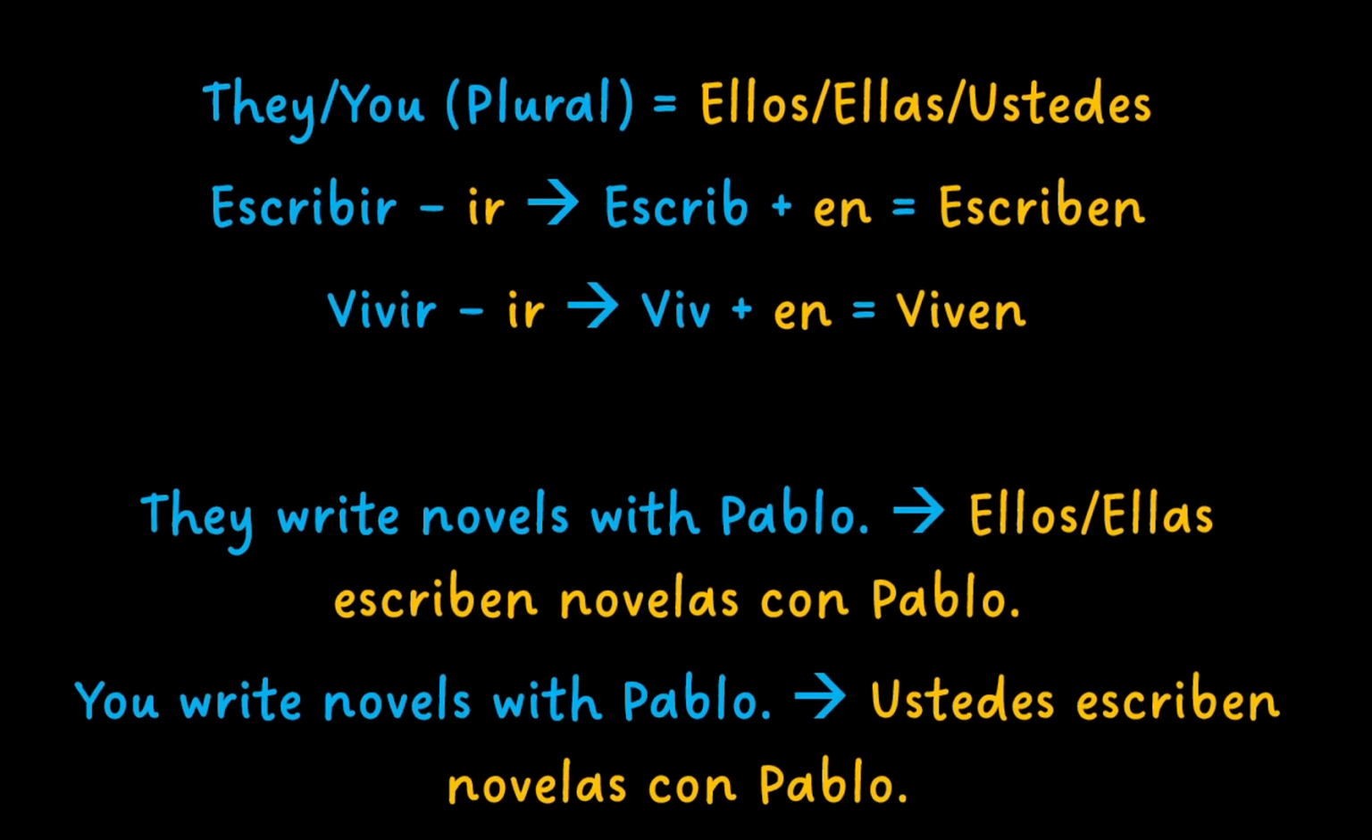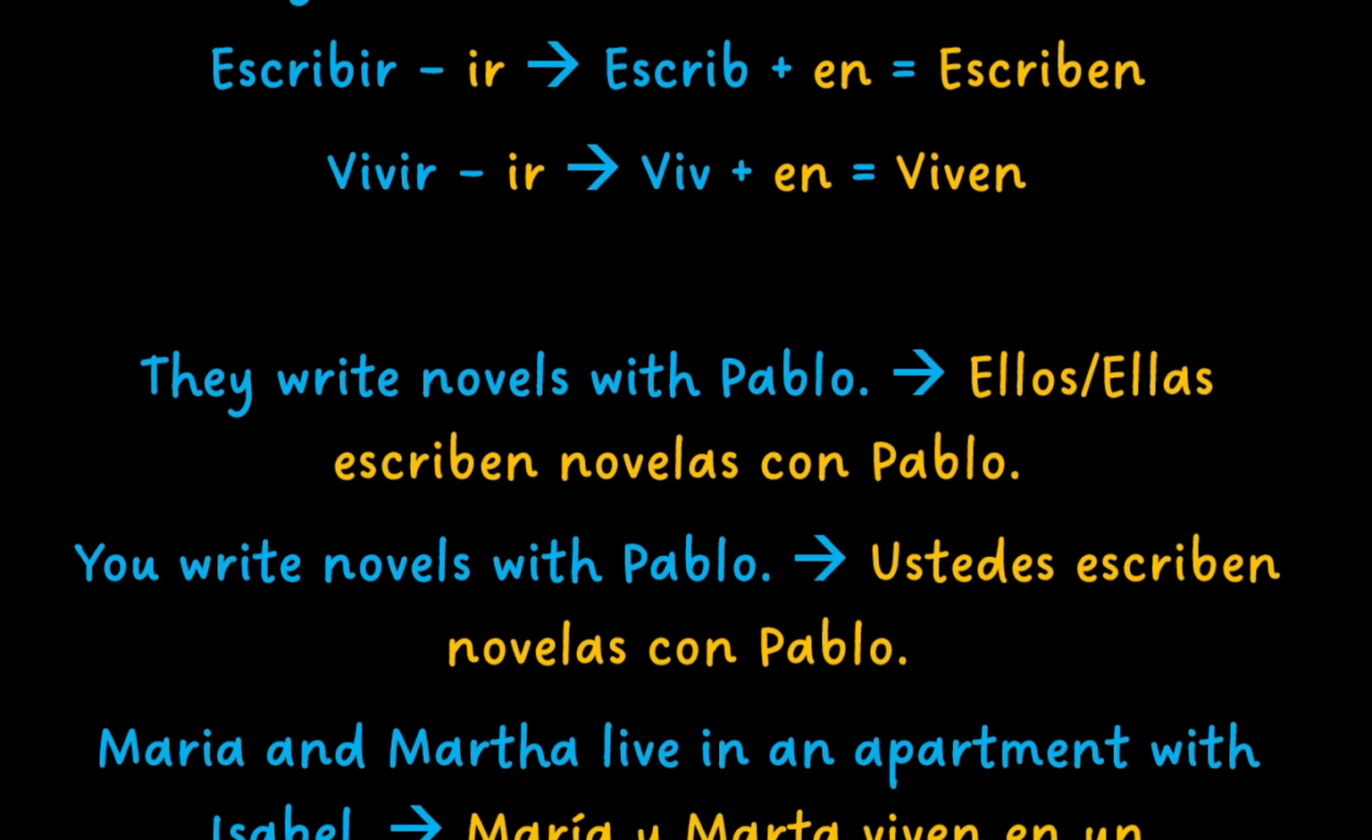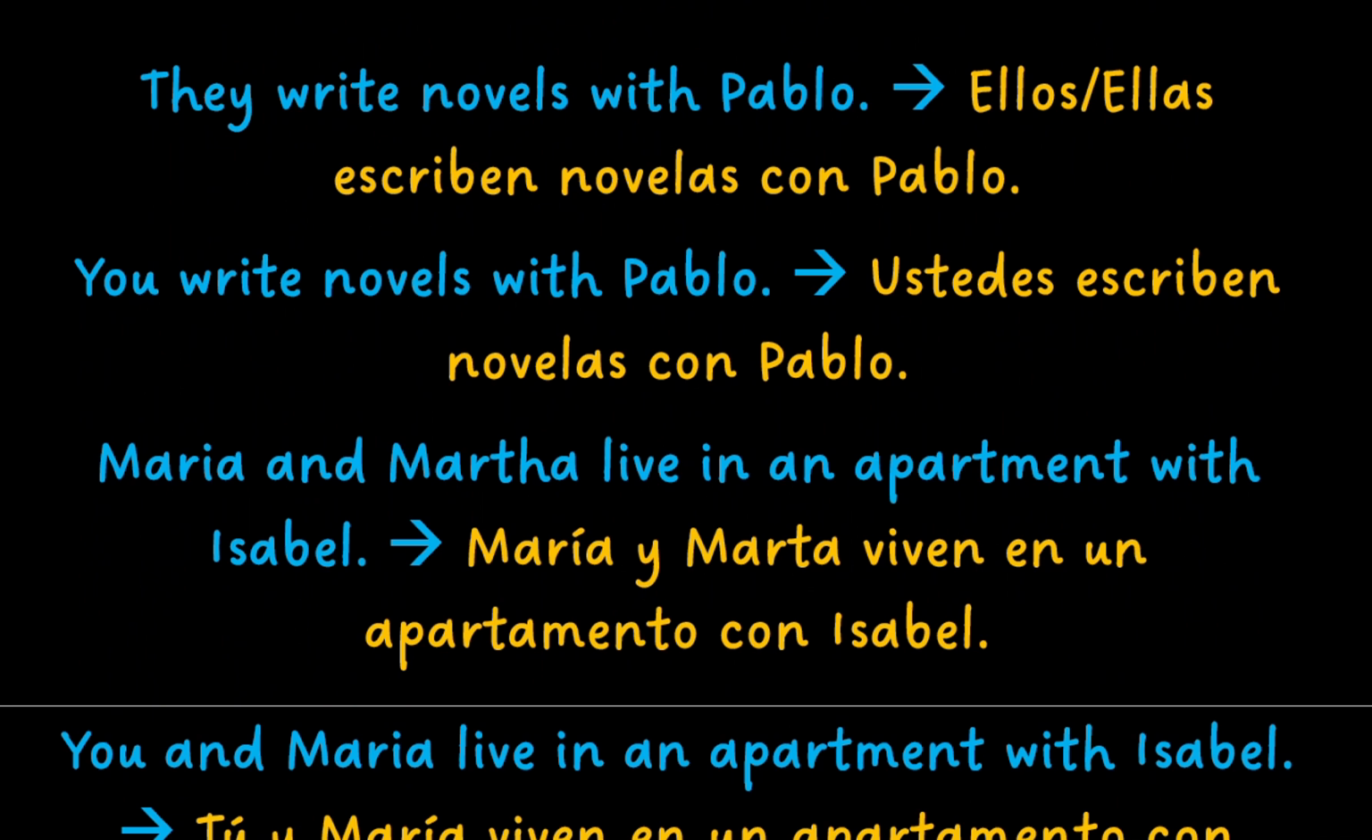They in Spanish is ellos or ellas, and you when talking to multiple people is ustedes. To conjugate these forms, we drop IR and add EN. So to say they write or you write, escribir becomes escriben, and to say they live or you live, vivir becomes viven. Because these are conjugated the same way, I'll include pronouns in some of these sentences, just to clarify who's doing the action.